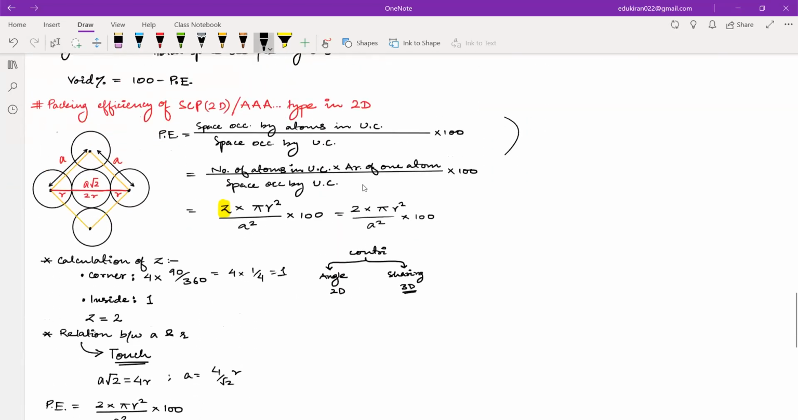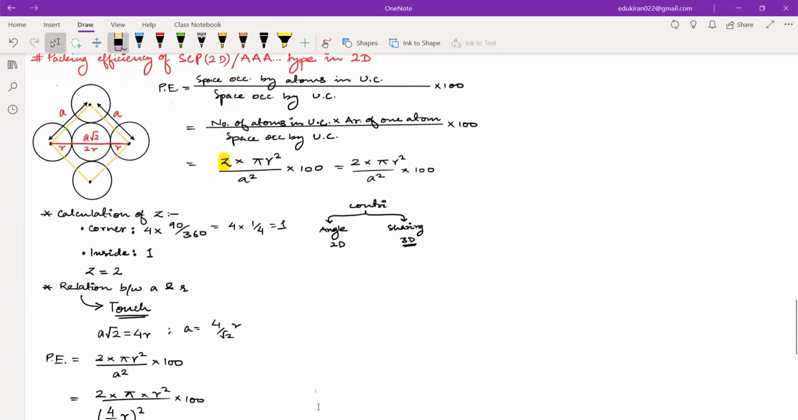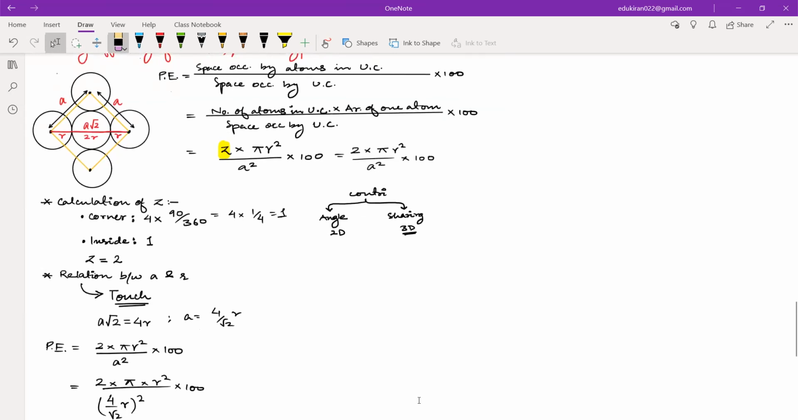Did you guys write these parts? You wrote it, right? We had told you not to. Not, I didn't write. You did not write. Okay, fine, then write. Start writing from packing efficiency of SCP 2D, this type in 2D. Did you write the heading, Fatima? Yes. Okay.